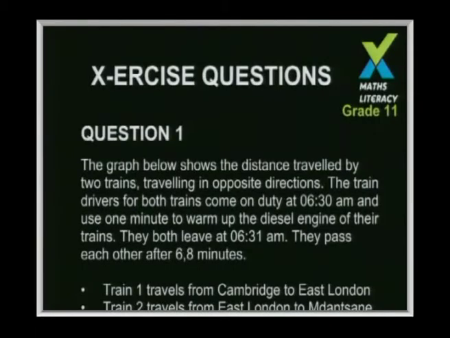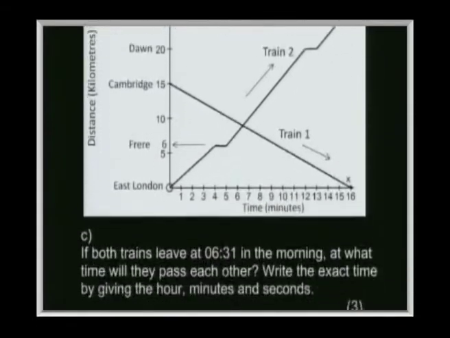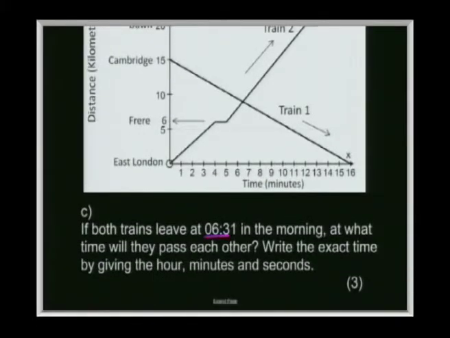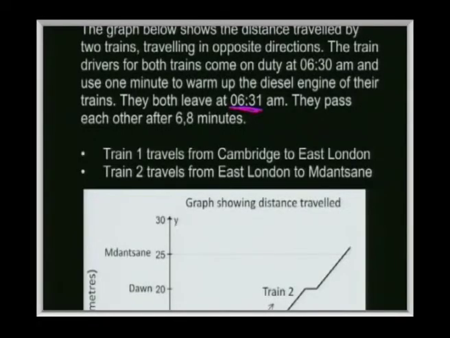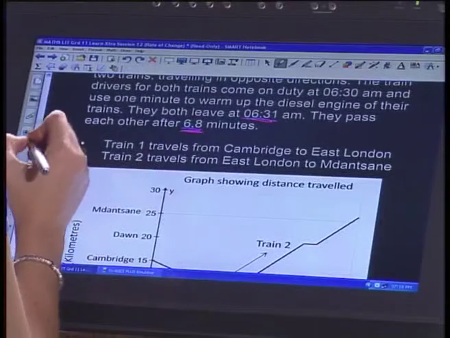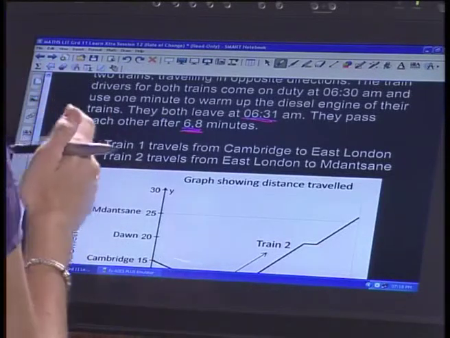Let's have a look at our next question. And it says here, if both trains leave at 6:31 in the morning, at what time will they pass each other? Write the exact time by giving the hour, the minute, and the seconds. So this is a bit of a complicated question because you need to go back and do a little bit of figuring out. We get told that we leave at 6:31 in the morning and that they pass each other after exactly 6,8 minutes. Now our first step would be to convert 6,8 into minutes and seconds, right?